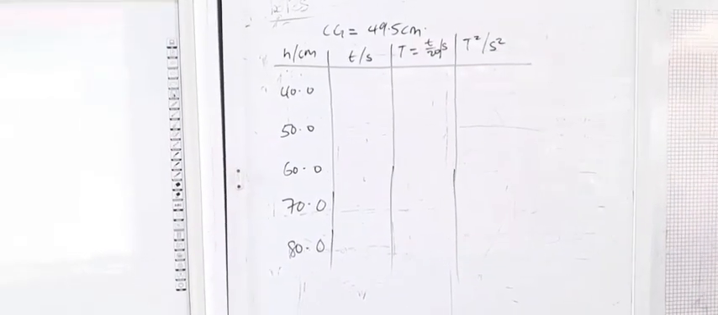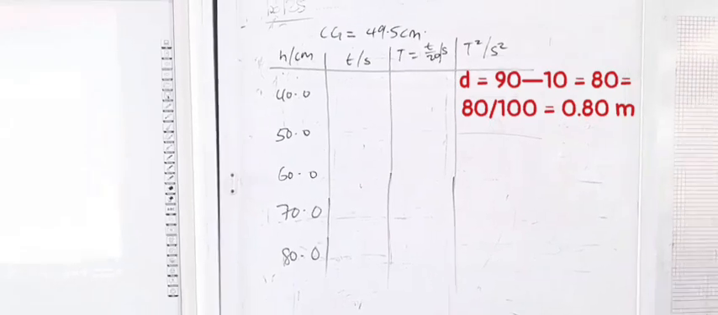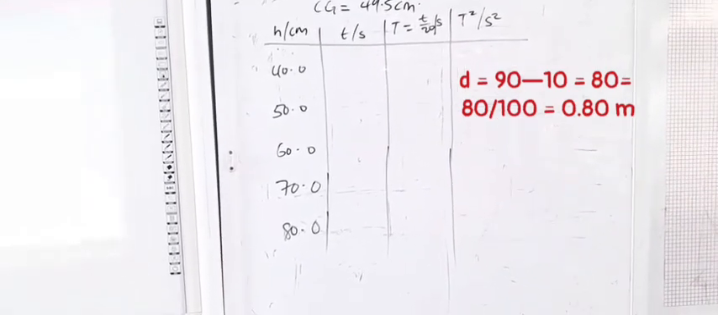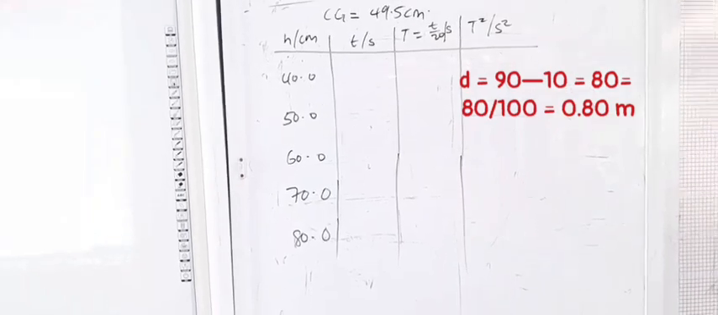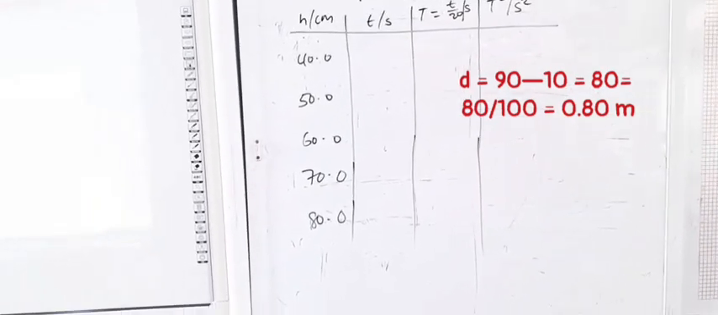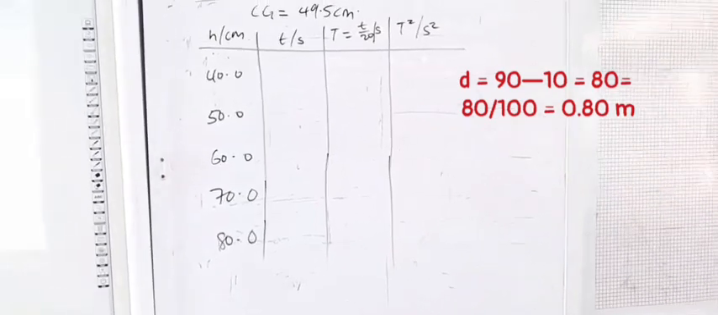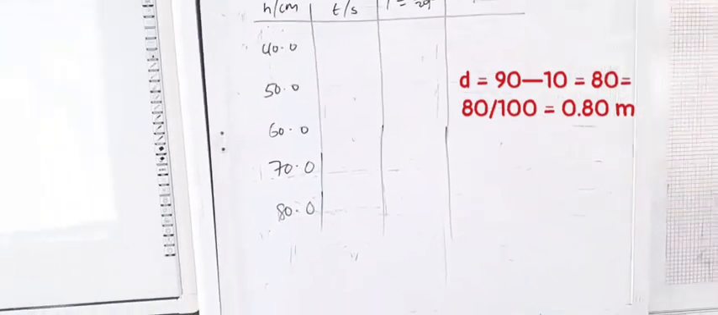Okay, so this is my table of values. You can see that I have H, T, the period T, and T squared. So we're going to carry out the experiment based on the description from the question.